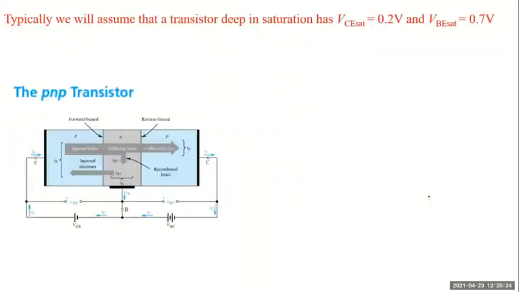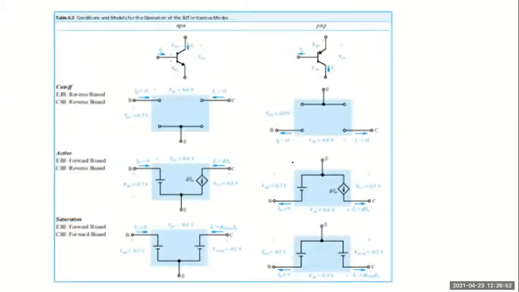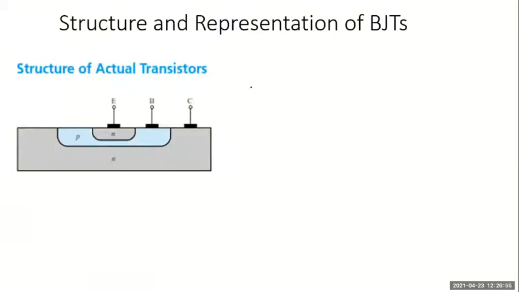All this we have already spoken. So typically, when a transistor is in saturation, we will assume, I'll come to that, beta, VBE and VCE, how much will it be? In a PNP transistor, I already told you, both the power supplies will be reversed and all the directions of currents will be reversed. So let's move on to the structure and representation of BJTs.